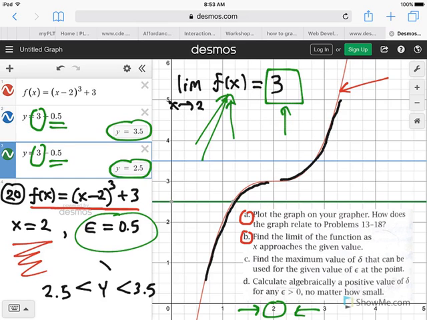So the question is, for that to happen, what are the possible input values? And how close do they have to be to 2? And that is called delta. Let's look at part C. Find the maximum value of delta that can be used for the given value of epsilon at the point. So how close do the input values have to be to 2 so that the output values will be within a half unit of the limit 3?